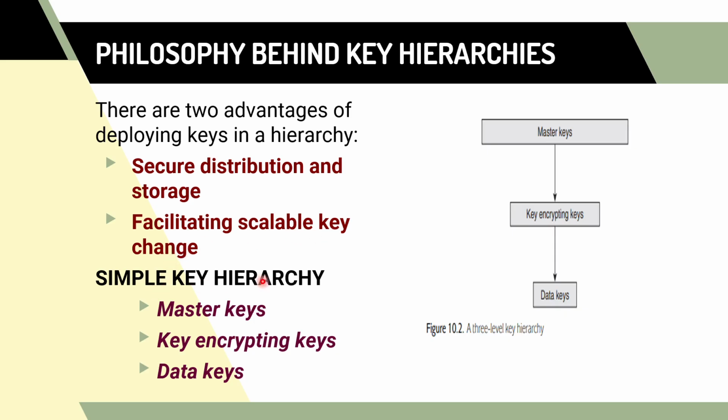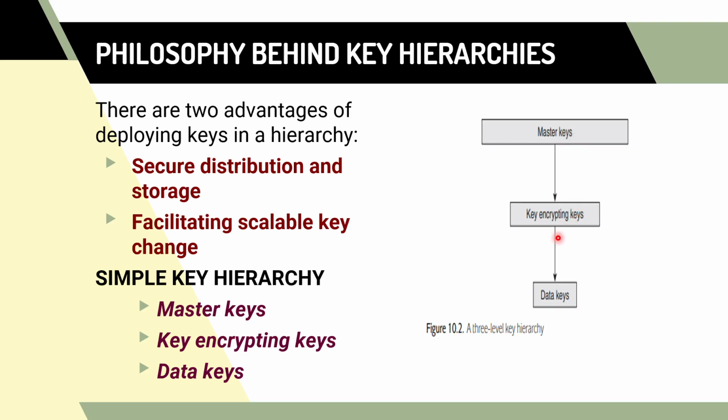In a simple key hierarchy, as in this example, first is the master key. It is the high level secure key, and its lifetime is very long compared to the other two keys. It is used for encrypting the key encryption keys. The key encrypting key is the second level key. Its lifetime is less than the master key, and it has a little more exposure to the environment, whereas the master key is totally secured. Its lifetime is long, but comparatively less than the master key.